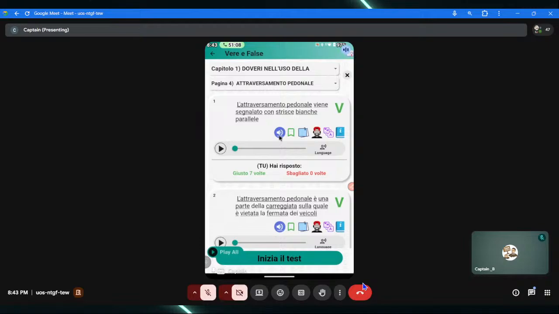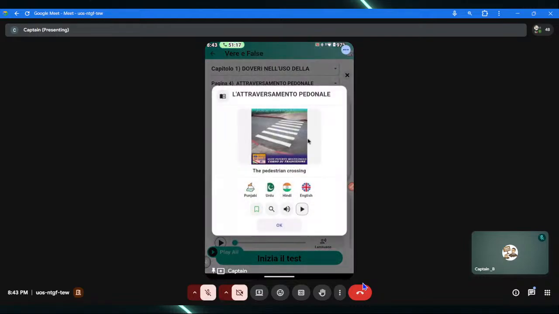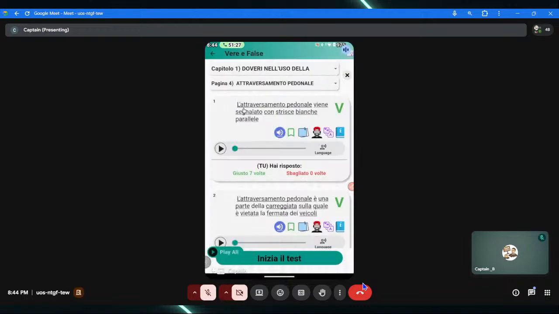L'attraversamento pedonale viene segnalato con strisce bianche parallele. You saw the white lines I just showed you. The word parallel means equal. You see the lines? None of them are bent, none is longer than another. They are all on the same level. You see? Attraversamento pedonale viene segnalato con strisce. Strisce meaning lines. Which lines? Bianche, which are white lines. Parallele, meaning the same shape. And it is true, I just showed you. And it is vero.